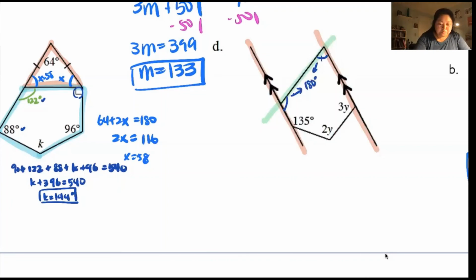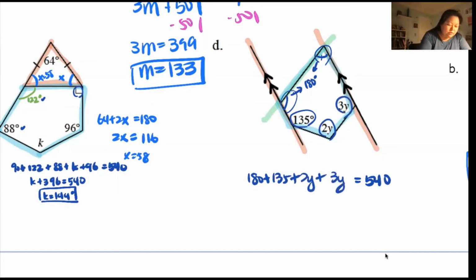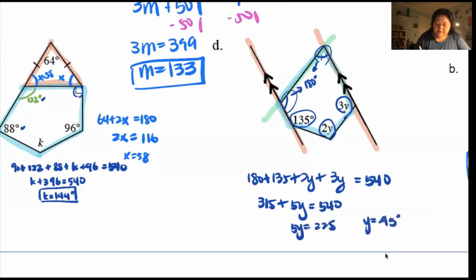Now I look at the shape I'm really tackling. It's 1, 2, 3, 4, 5. So it's a pentagon, which means it equals 540. So I take these two angles. I know they add up to 180. So 180 plus this angle 135, and then the 2y, and then the 3y, right? So 180 plus 135 gives me 315. This is 5y equals 540. Subtract that 315 from 540. I get 5y equals 225. So then y equals 45 degrees.